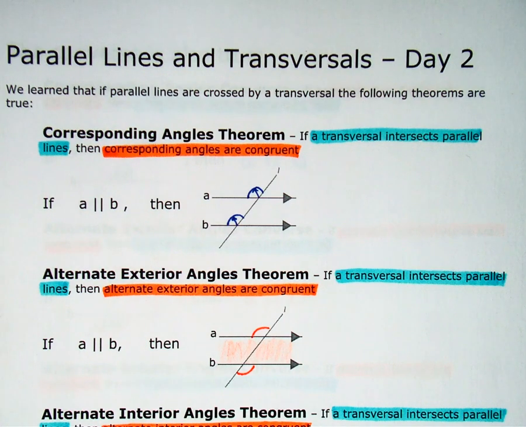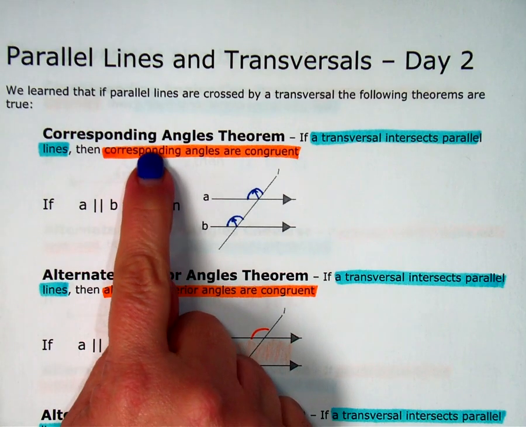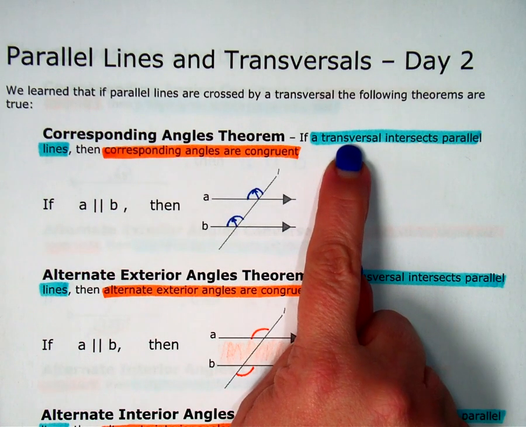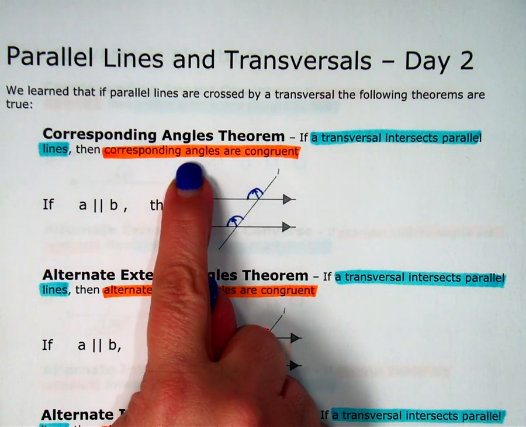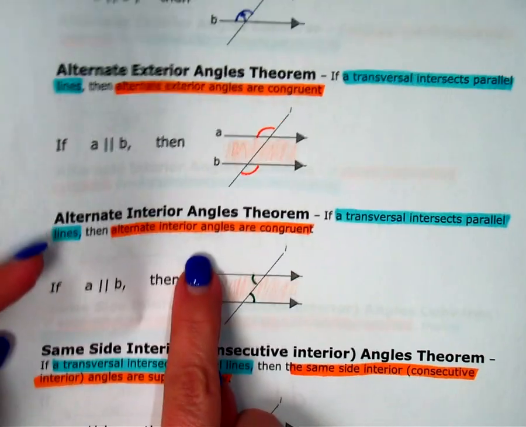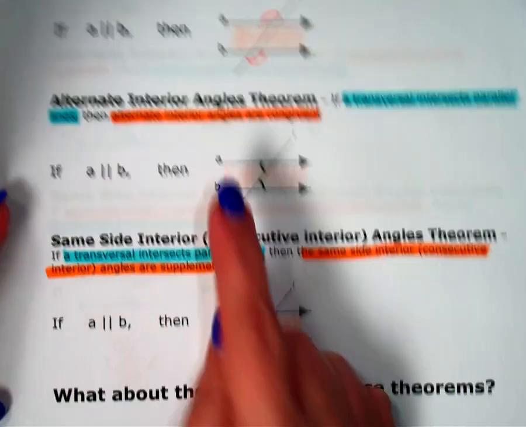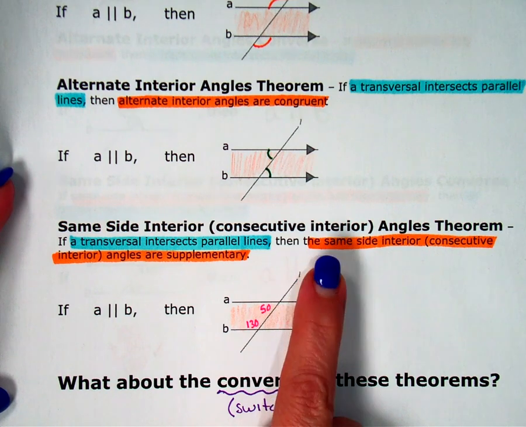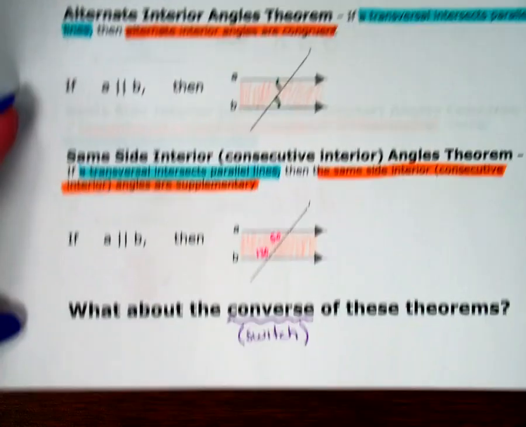Welcome back. In the last video, we looked at the parallel lines and transversals theorems, which all started with: if a transversal intersects parallel lines, then we know my corresponding angles are congruent, my alternate exterior angles are congruent, my alternate interior angles are congruent, and my same side interior or consecutive interior angles are supplementary. And then we looked at the converse.